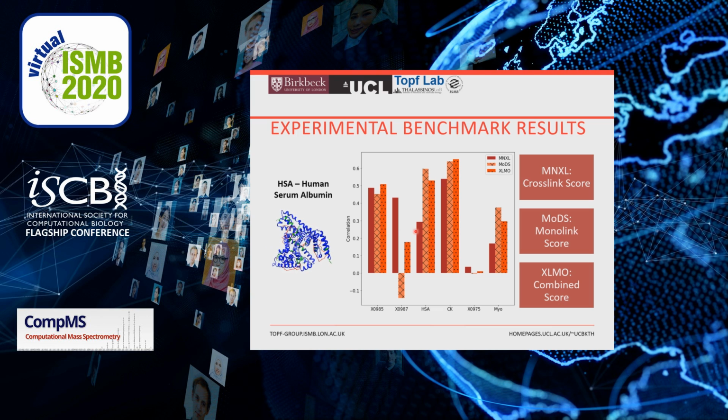So let's take human serum albumin as an example. We can see that MODS performs significantly better than MNXL, and XLMO performance is slightly lower than MODS, but much higher than MNXL. Now, it's easy to see from this example that MODS is the best score for this. However, we only know that because we know the ground truth. We know what the human serum albumin structure looks like. When we don't know and we're modeling from scratch, using this XLMO score that includes all of the data from our XLMS experiment is likely to be the best way to score our protein structures using all of the information that we have from our XLMS dataset.